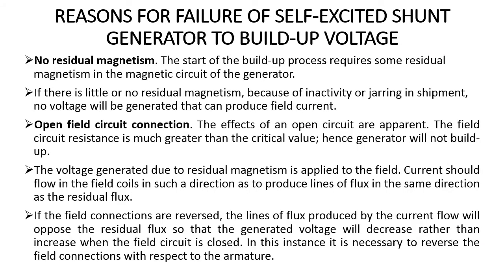Reasons for failure of self-excited shunt generator to build up voltage. The following are the reasons. The first one is no residual magnetism. If the field poles don't have any residual magnetism, then the generator will not build up. To build up a DC shunt generator, we definitely require some residual magnetism present in the field poles.